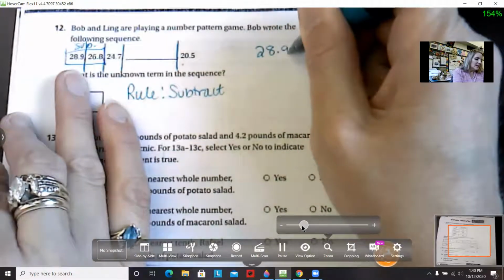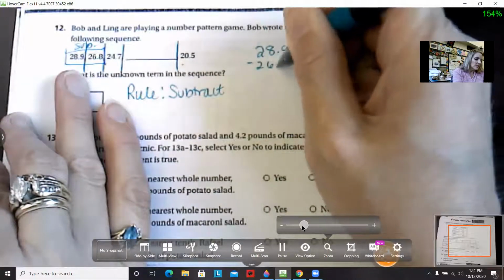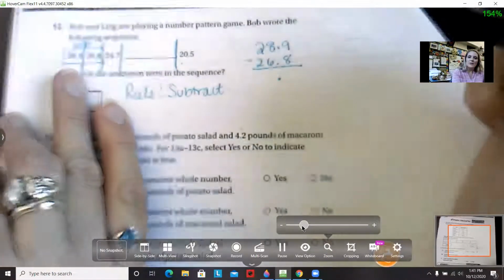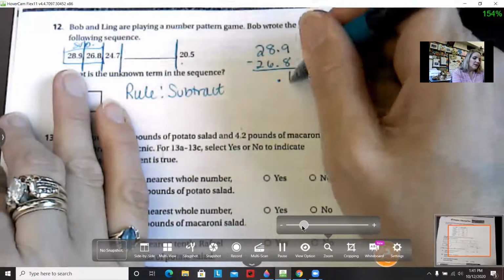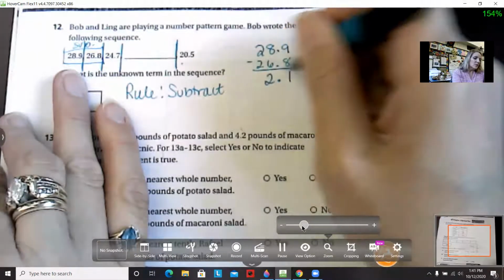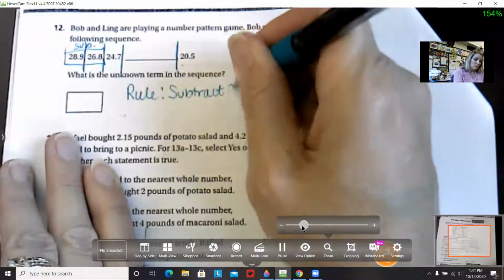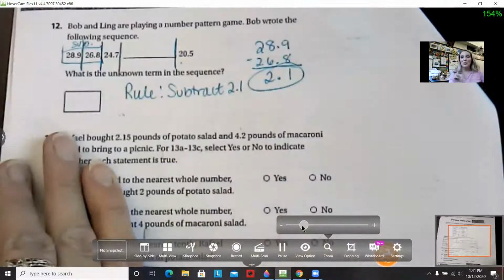Good, 28 and 9/10. Subtract 26 and 8/10. Boop, boop, boop. Bring down your decimal point. 9 minus 8. 8 minus 6 is 2. And 2 and 1/10 is my final answer. Well, subtract 2 and 1/10. That's my rule.